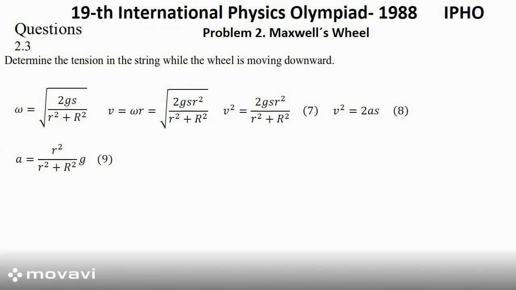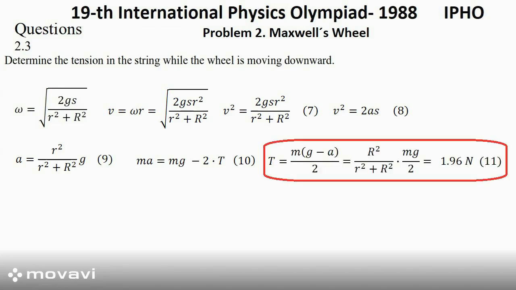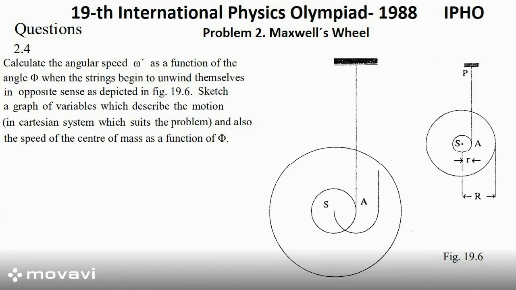From this we get expression 9 for the linear acceleration downwards. This is formula 9. Newton's second law, formula 10, m a equals m g minus 2T, gives us the final answer for the tension of one of the two threads in expression 11. This will be 1.96 newtons. This was the solution to question 3.